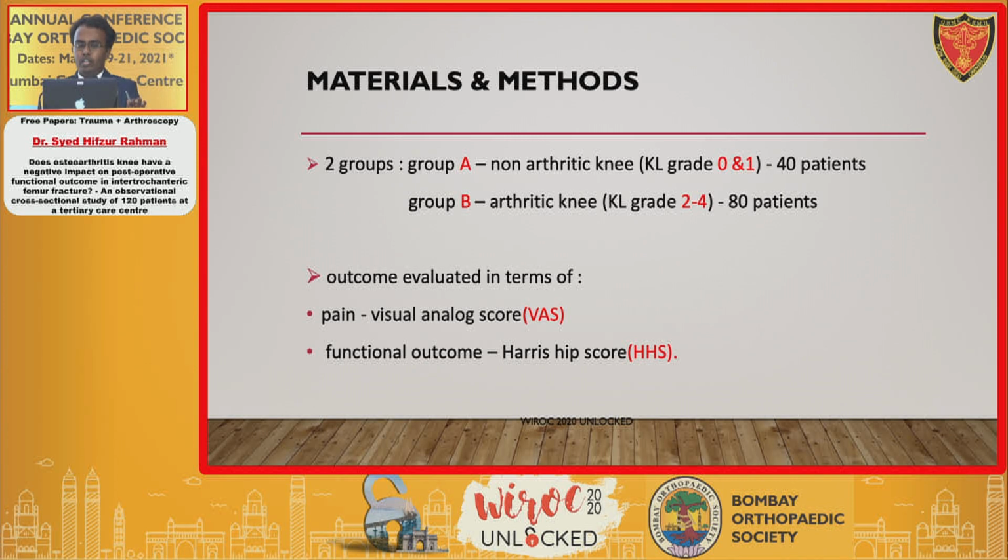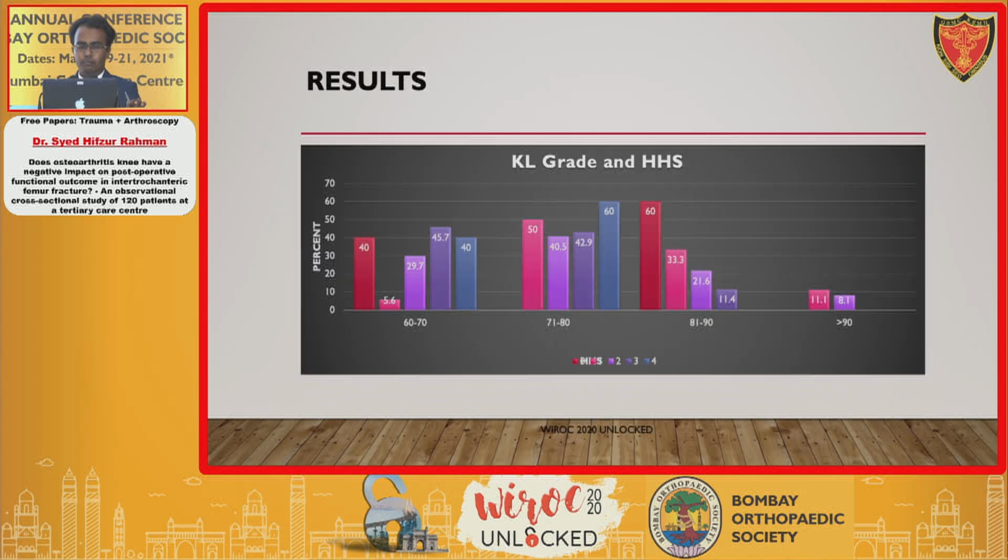The outcome was evaluated in terms of hip pain with regard to the visual analog score, and the functional outcome with regard to the Harris hip score. With the relation between the KL grade and the Harris hip score, we could show that there was a declining trend in Harris hip score with every increase in KL grade. There are 4 grades in Harris hip score. We found the poor Harris hip score, that is a score of less than 70, to be more in the patients of KL grade 2, 3, and 4, which we had considered as the arthritic knee.